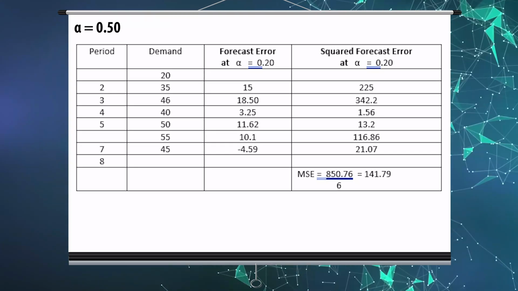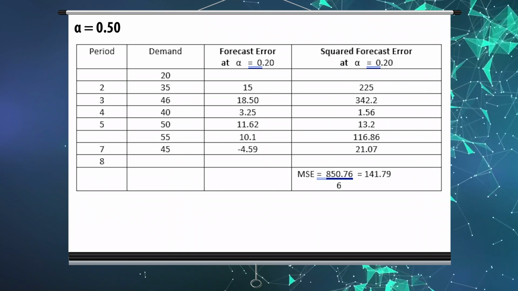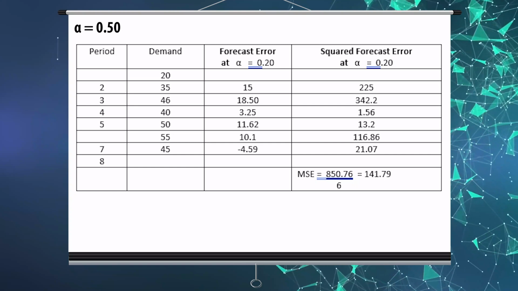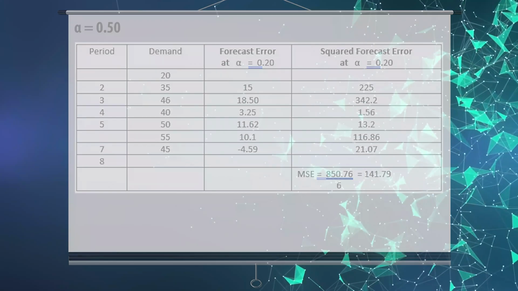For the second error at alpha equal to 0.5, the same formula is used. And finally, if we are going to use the same formula, our MSE will be equal to 141.79. Based on the computation, the MSE of alpha equal to 0.2 is greater than the MSE of alpha equal to 0.5. Thus, the alpha of 0.5 is chosen since its MSE is lesser.